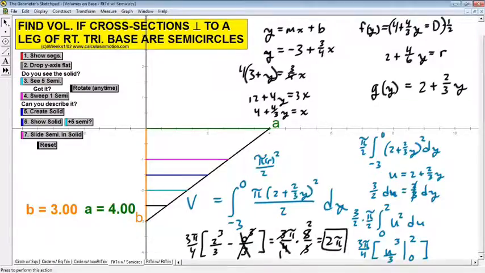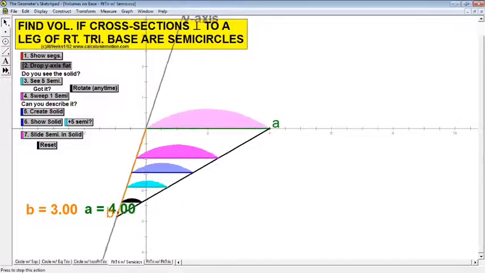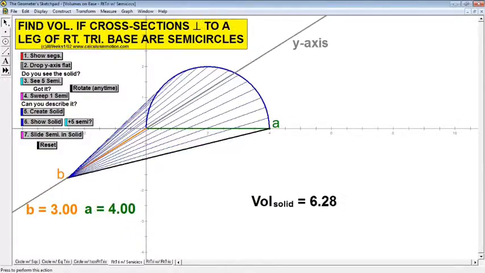Now if you throw this in your calculator, you should get the same thing. Or we can just use my little thing here. Check it out. If I drop this and then reveal my solid, show the solid, it gives me 6.28, which is 2 pi. I am awesome. Yay!